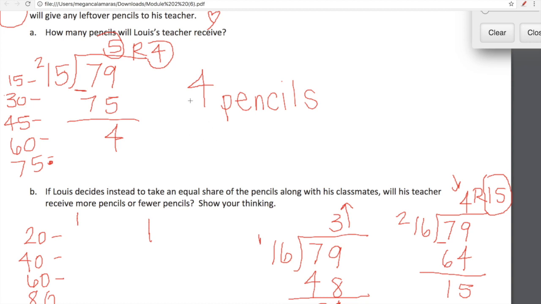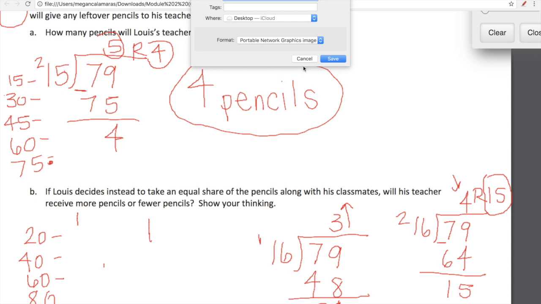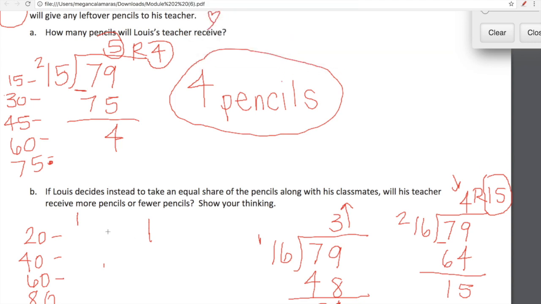Well, in the previous problem, when he was just giving away all of his pencils to 15 classmates, his teacher received 4 pencils. But now he's including himself in the giving. We have a remainder of 15. So his teacher is actually getting more pencils. So I would say, hey, Lewis, include yourself in the giving because this way I'm going to get more pencils. Happy teacher.